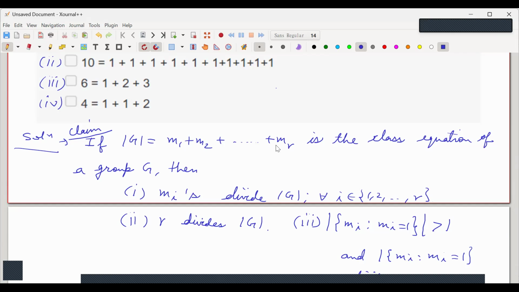So this is in fact not a correct statement in general. Can you give me a counter example?